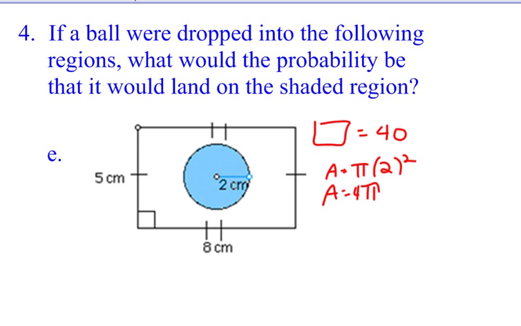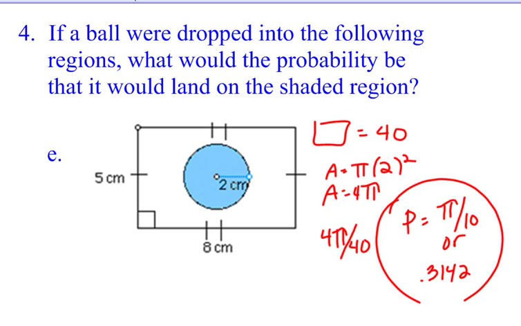So I can take my area of the shaded area, 4 pi divided by 40, and I can write that a couple of ways. One, the probability could be written as pi over 10, or I can use 3.14 as my decimal for pi and divide that by 10, and I get 0.3142. So either one would work for that.